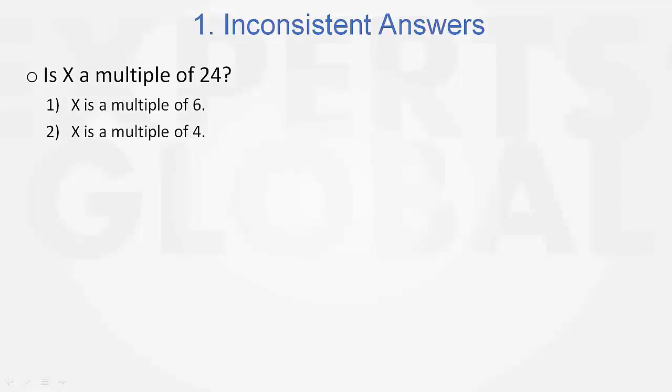Look at statement 1. If I take 12 as an example, the answer would be no. If I take 48 as an example, the answer would be yes. See, 12 as well as 48 are satisfying this condition. In one case, I am getting no. In one case, I am getting yes, and therefore, we are not getting a consistent yes or no. Statement 1 is not sufficient.